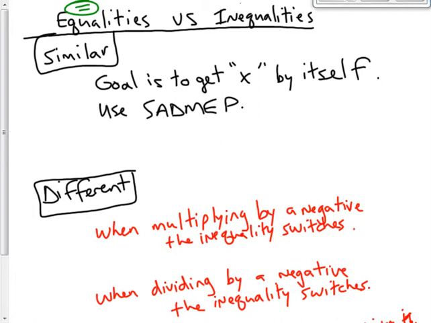When I'm talking about an inequality, I'm talking about a less than or greater than symbol. Could have a less than or equal to or greater than or equal to symbol. Okay? So those are equalities and inequalities.